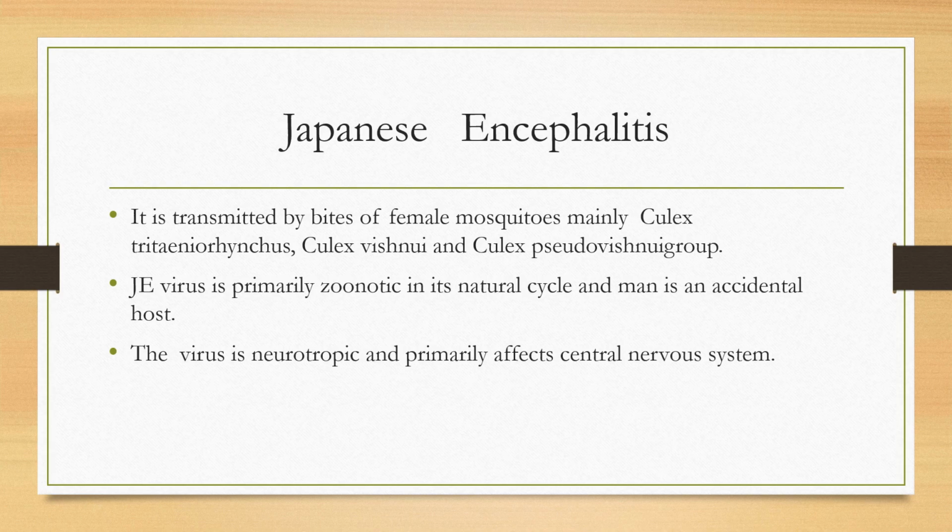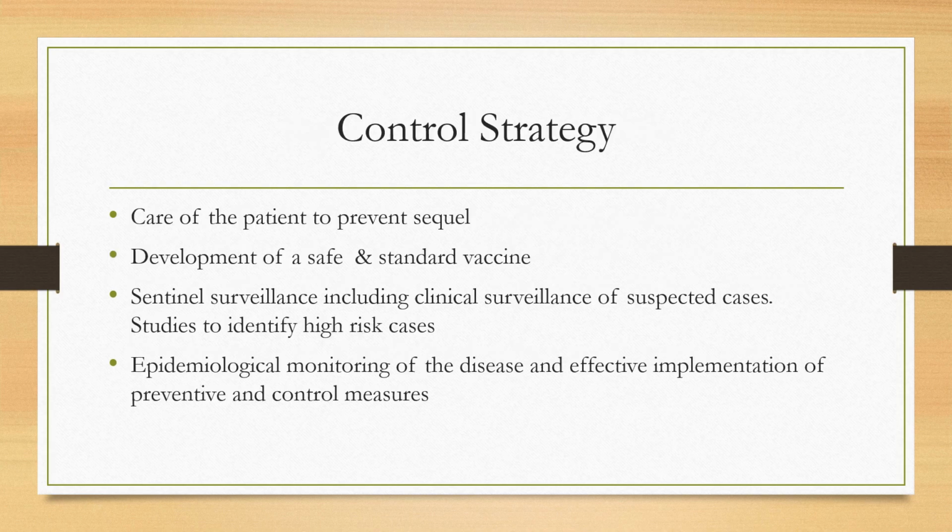Japanese encephalitis virus is primarily zoonotic in nature. Its natural cycle is in pigs only, while man is the accidental host. The virus is neurotropic and primarily affects the central nervous system. The control strategy for Japanese encephalitis is also very similar, that is to take care of the patient to prevent the sequelae of the disease. We also have a safe and effective vaccine against Japanese encephalitis.